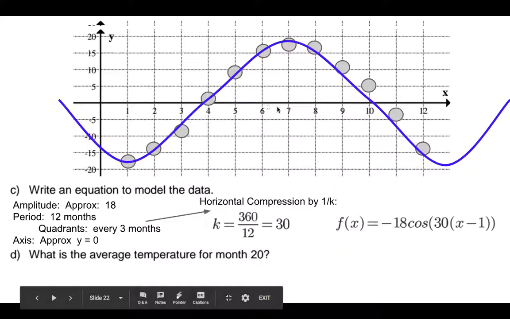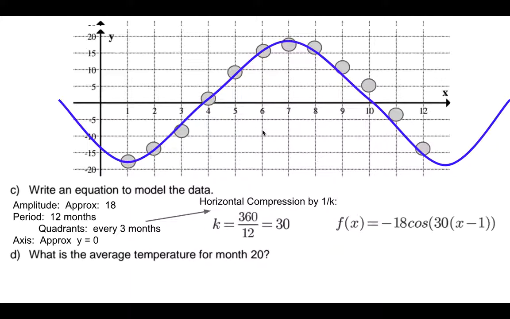The axis is 0. It's kind of going up and over to the same point, and so right in the middle, the average temperature is 0. That point's a little off. It should be right around 10, and then 4 there.